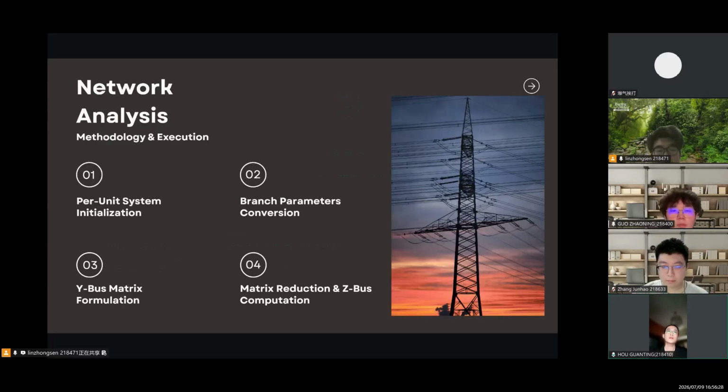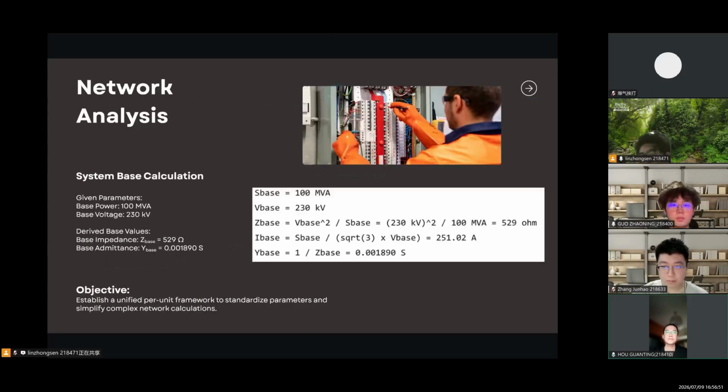So our network analysis has 4 main steps. First, we initialize the per unit system. Second, we convert the branch parameters. Third, we build the Y-bus matrix. Finally, we compute the matrix reduction.